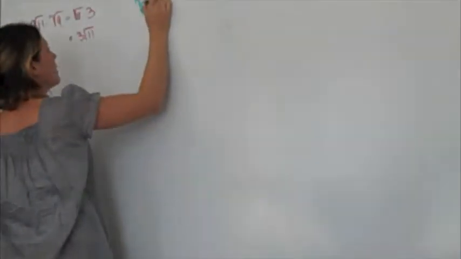Okay. So, square root of 27, square root of 49. There you go. Good job.